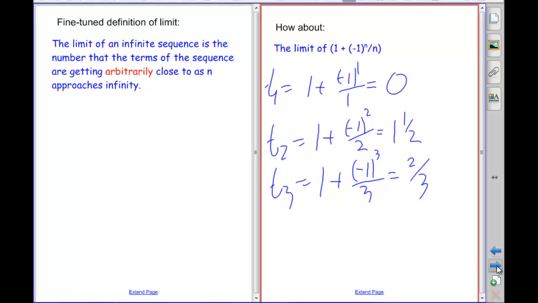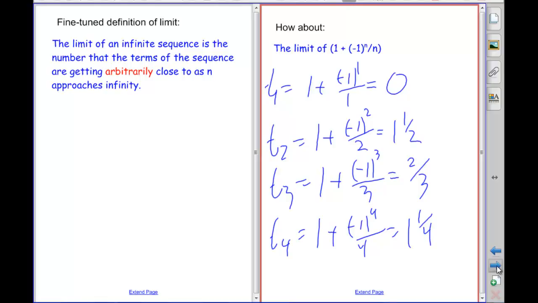Well, the first one shouldn't it be 1? Thank you. Yeah, I was just looking at that. No, negative 1 to the first is negative 1. No, it's 0. 1 plus negative 1 is 0. It's negative, yeah. Okay. So we get 1 plus negative 1 to the 4th over 4, so that's 1 and a quarter.